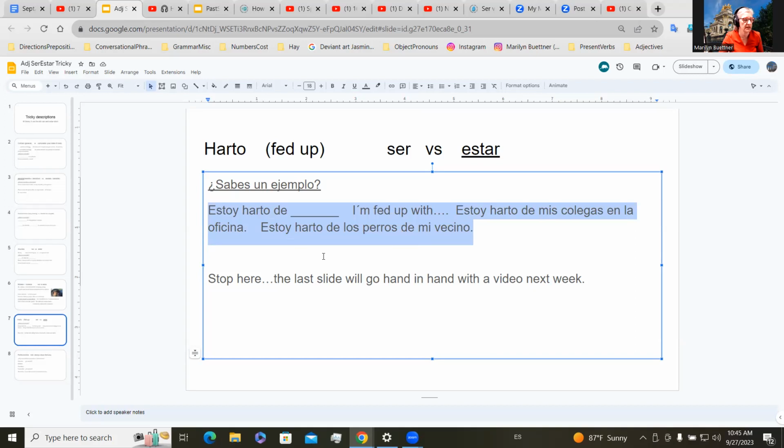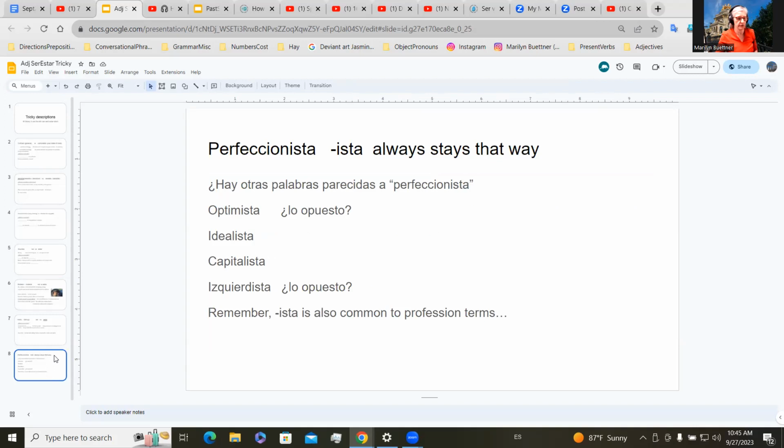So just know that we always use this with a de. Estoy harto de. Estamos hartos de. ¿Sí? Estás harto de este problema. You're fed up with this problem. Algo así, something like that. ¿Sí? Bien. And we'll come back to this other thing later. Más tarde, ¿sí? Bien.